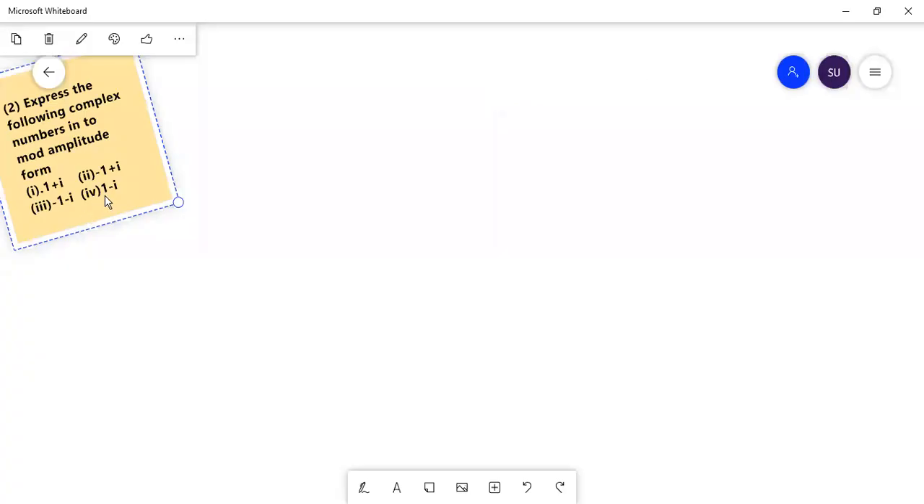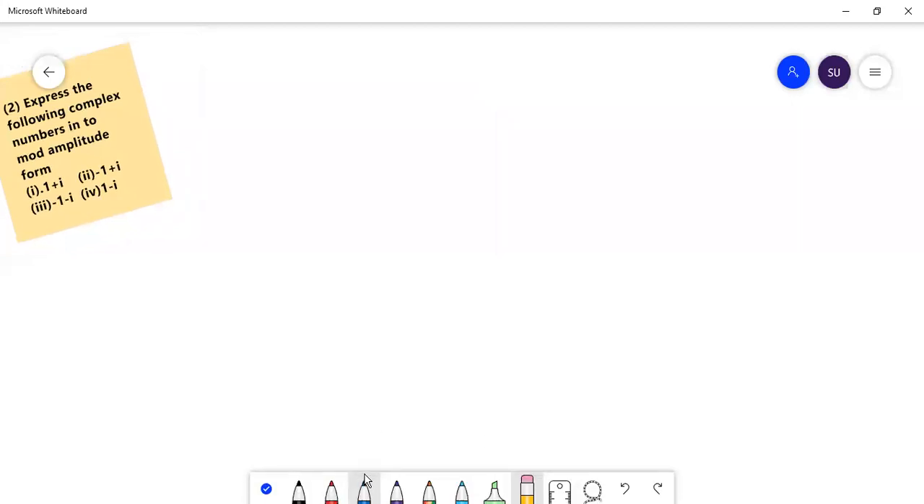Yes, in the same way we'll solve the second question. Express the following complex numbers into mod amplitude form. Same question but the complex numbers are different. Now I will solve problems number 3 and 4, because in the previous question I solved the points belonging to quadrants 1 and 2.